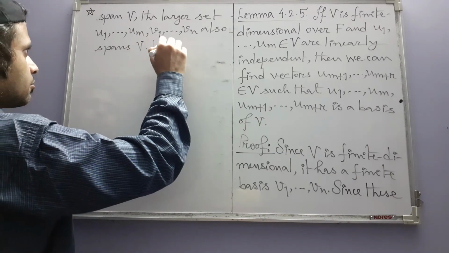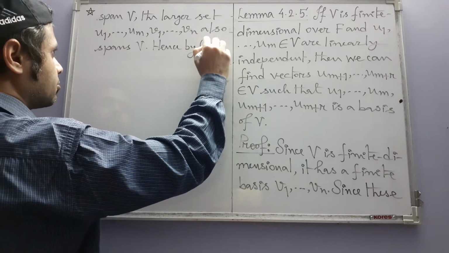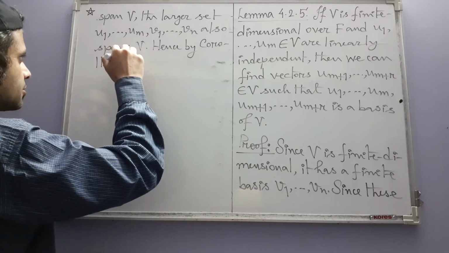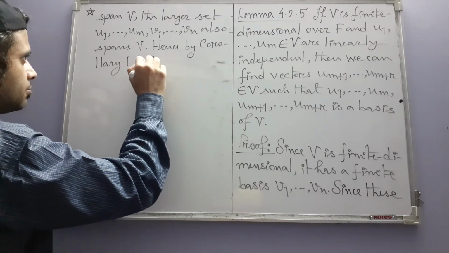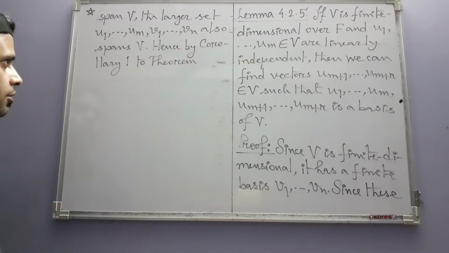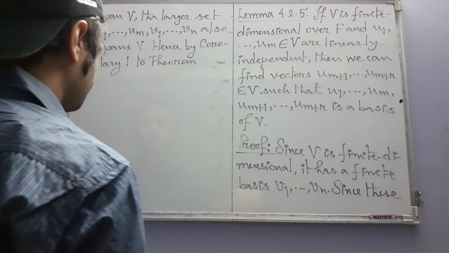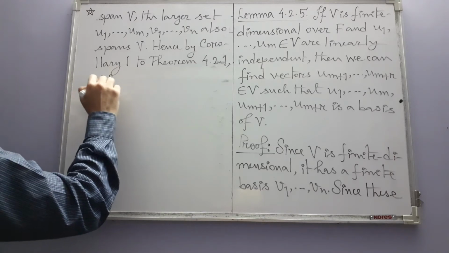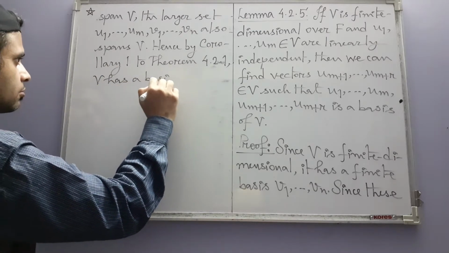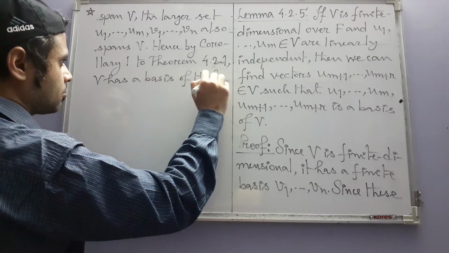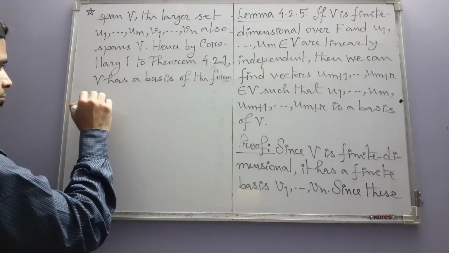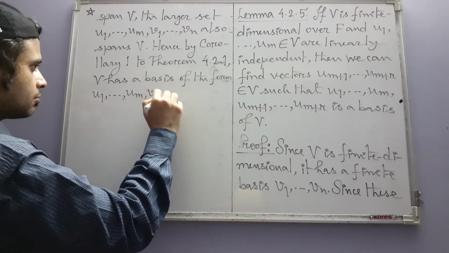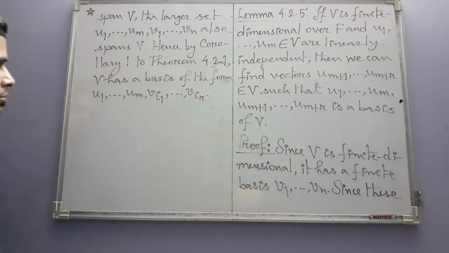Hence, we are now going to recall a previous result which we have already used one or two times: by corollary 1 to theorem, what was the number, 4.2.1, V has a basis of this form.